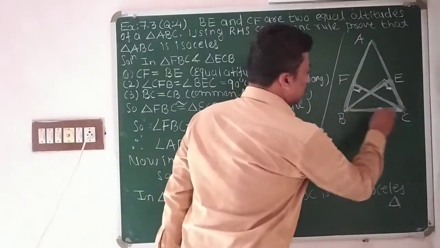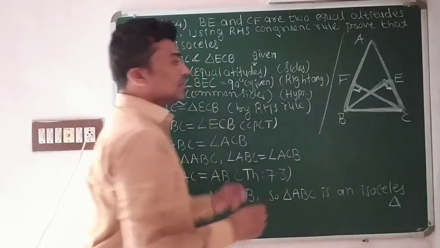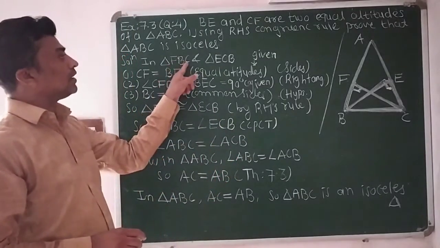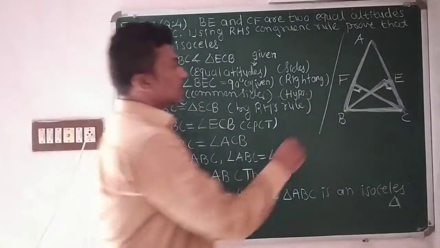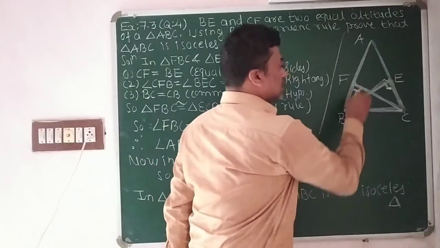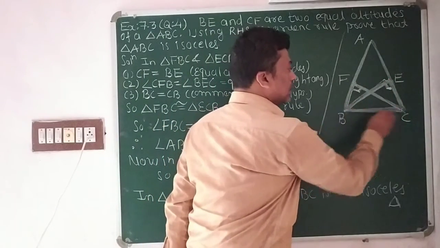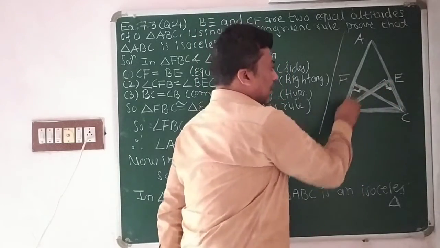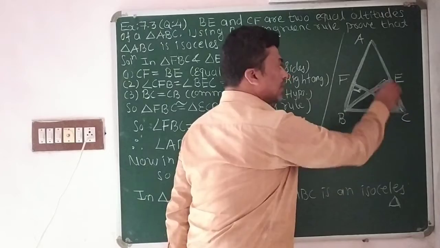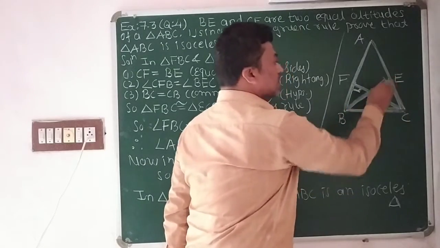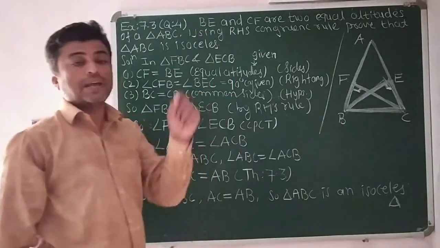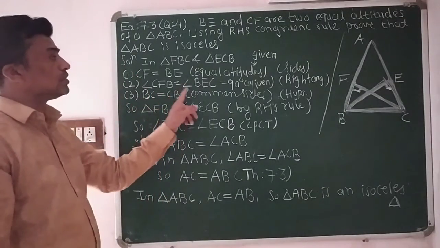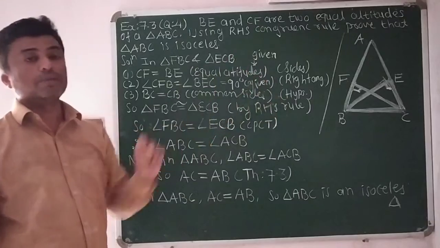So see children, BC is equal to CB, it is a common side for both triangle FBC and ECB. In triangle FBC, side BC came, and in triangle EBC, side BC came. Means side BC is a common side for both triangles. So BC is equal to CB, common side, and it is the hypotenuse.